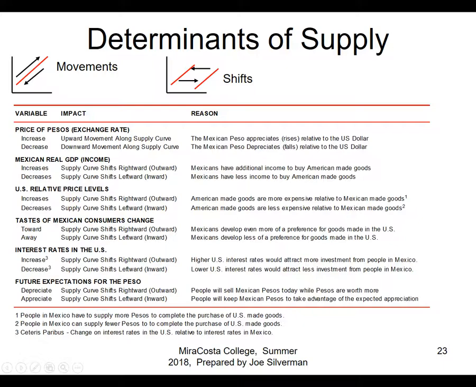Taste in Mexico. If the taste of people in Mexico shifted towards the United States, maybe, I don't know, if Trump gets voted out of office somehow in a few years, and maybe people in Mexico celebrate by buying more American-made goods, then they'd have to pay for them by supplying more pesos.